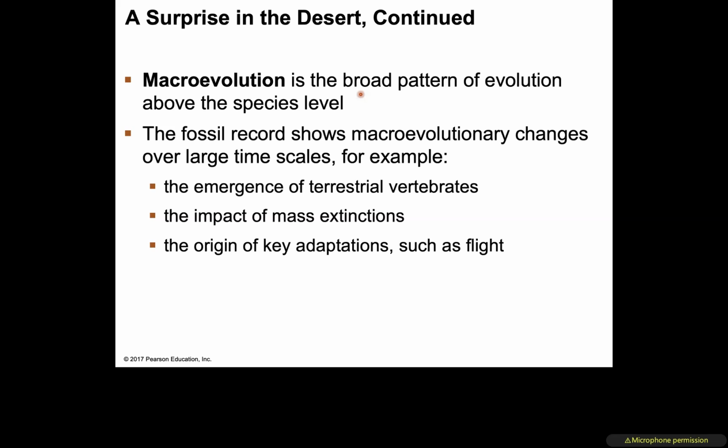In the fossil record, the fossils we find are not really going to point to the alleles and the genetics. They show the morphology, which can paint a picture of macroevolution at a higher level, above the species level, and a big level that we find ourselves at is the phylum level. The fossil record shows those macroevolutionary changes over large scales of time.